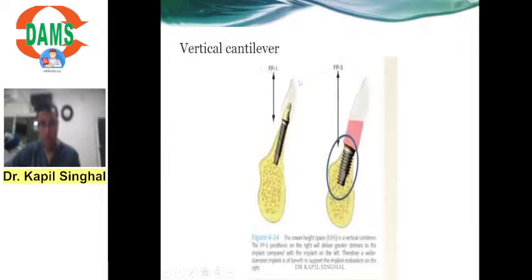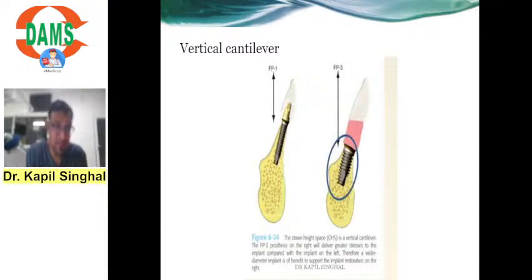Okay, now they can ask you one more question. You know the principle of crown to root ratio for a natural tooth, Ante's law. What is this law? That the root should be bigger and the crown should be smaller. So in implants, it is not very significant because in a natural tooth there is a periodontal ligament, but in implants there is no periodontal ligament. The implant is ankylosed with the bone.